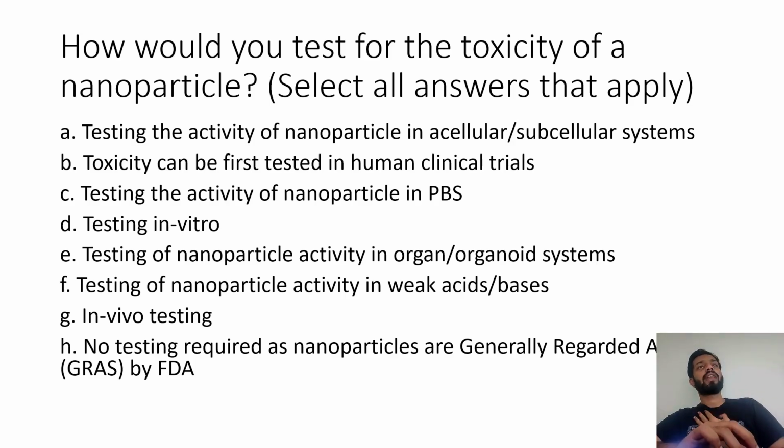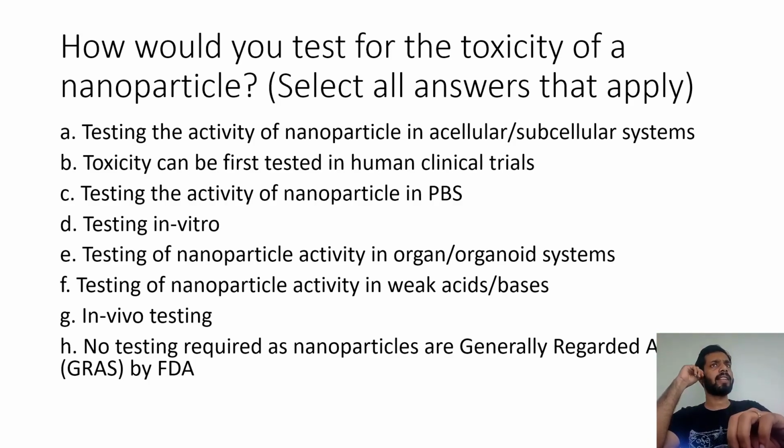So you can have an organoid system where you can test the effect of a nanoparticle on the organoid itself. Organoid systems are basically a collection of cells that mimic the function of a particular organ. You might have heard about body on a chip: lung on a chip, kidney on a chip, stomach on a chip. All these are organoid systems. So you can test the efficacy of your nanoparticle on that to see if it has any toxicity. So that's also a correct answer.